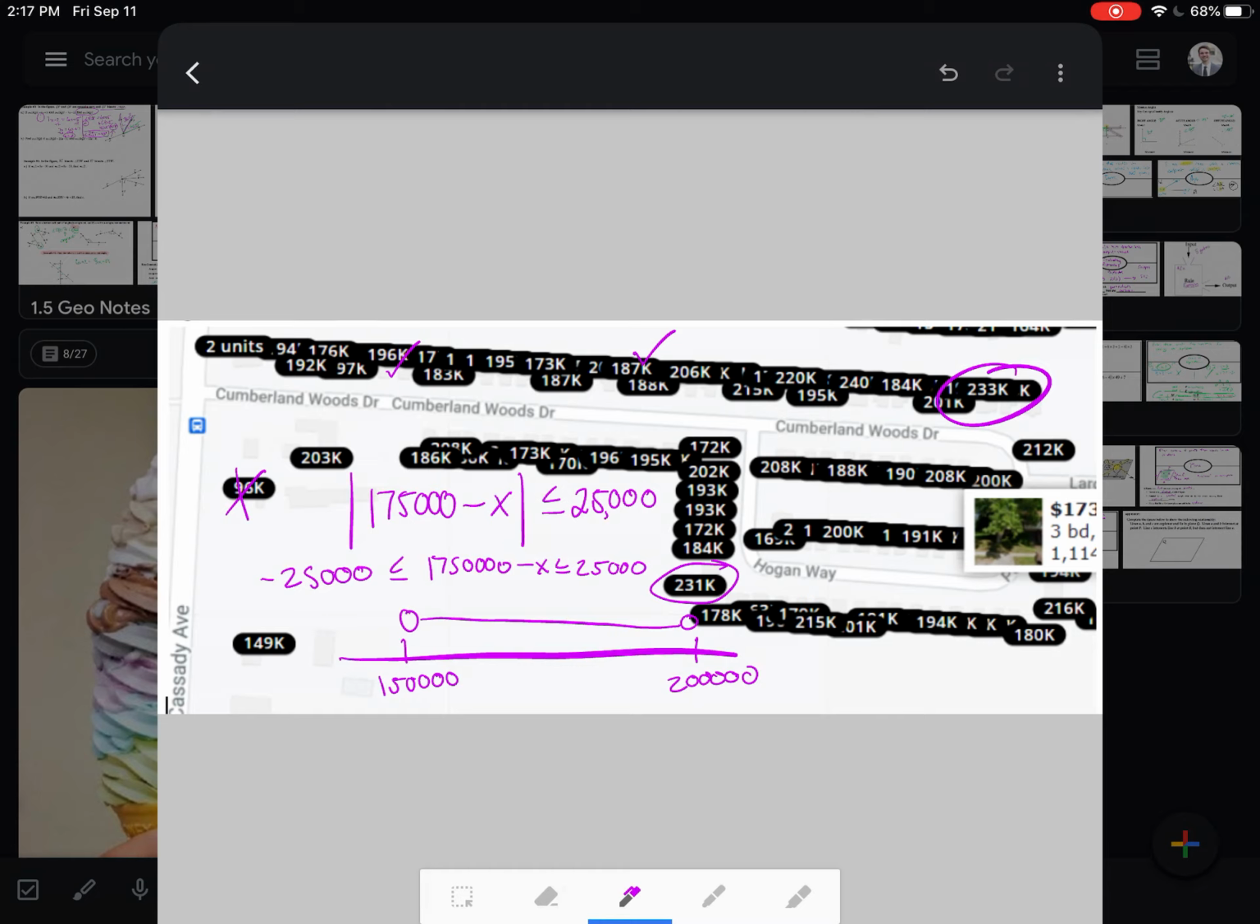Absolute value inequalities is we're thinking about, is it less than, is it enclosed in an interval, or is it greater than, is it like really big going far away from an interval? And those are the two kind of representations we're going to see for this. And real estate is a real life example of where this is important, of where this matters.